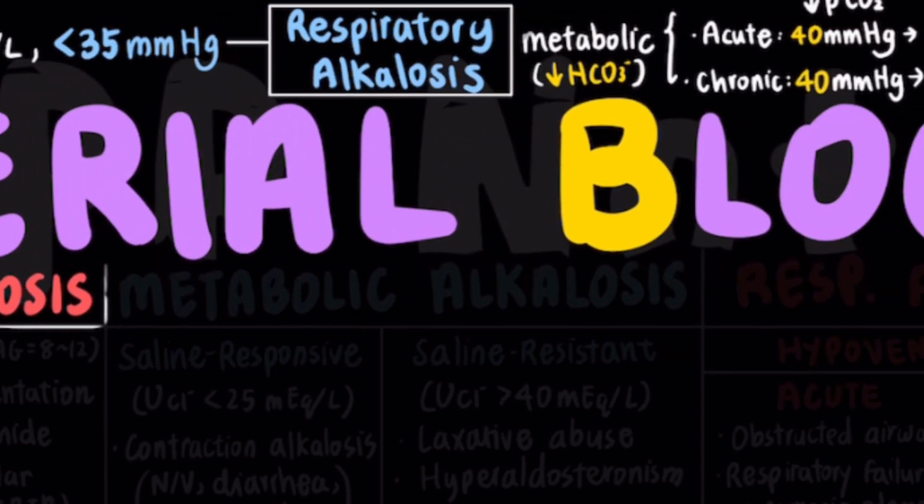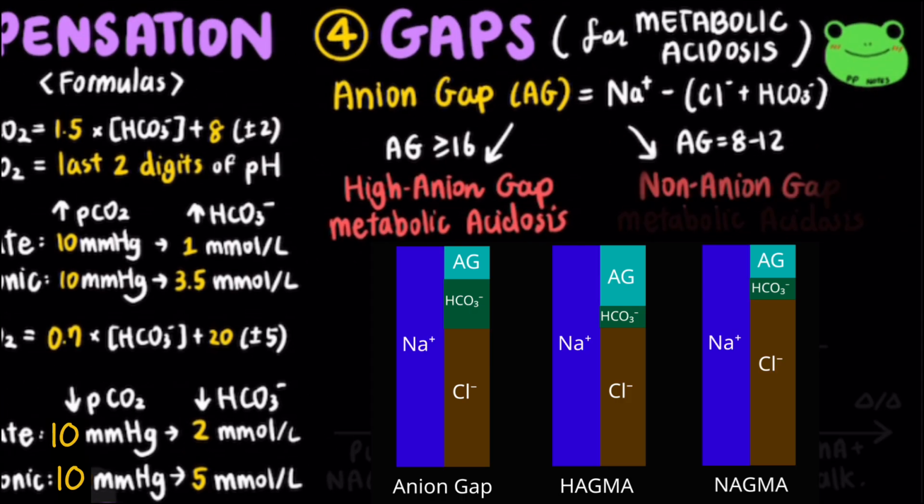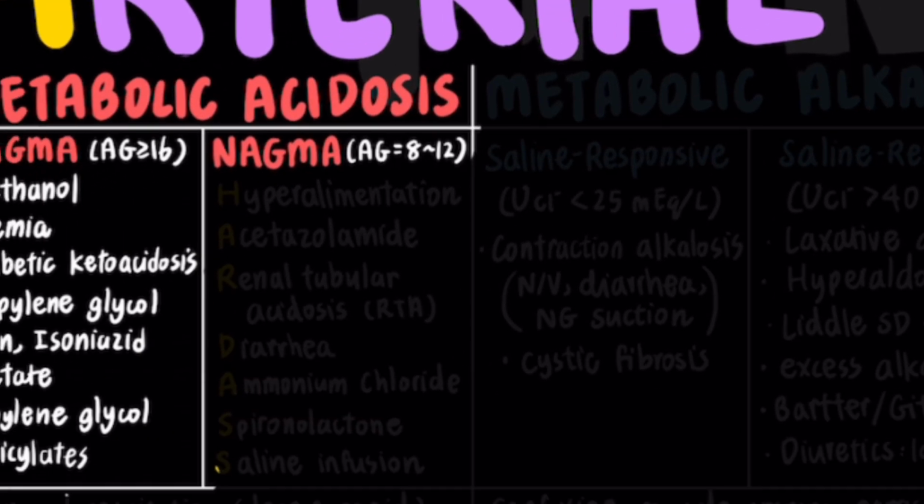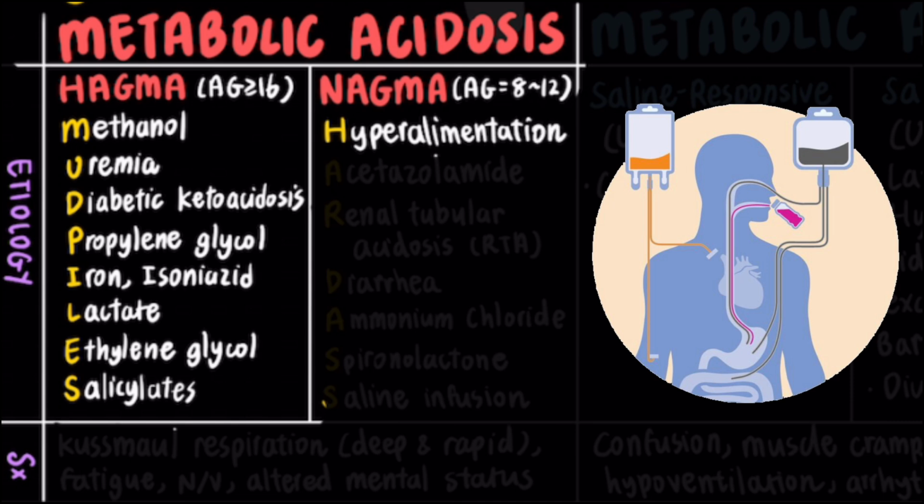On the other hand, if the anion gap is normal but the patient still has metabolic acidosis, we call it a normal anion gap metabolic acidosis or NAGMA. In these cases, the loss of bicarbonate is usually balanced by a rise in chloride. You can remember the causes using the mnemonic HARDASS. H is for hyperalimentation, where parenteral nutrition or high-protein feeds can increase acid load and lead to bicarbonate loss.